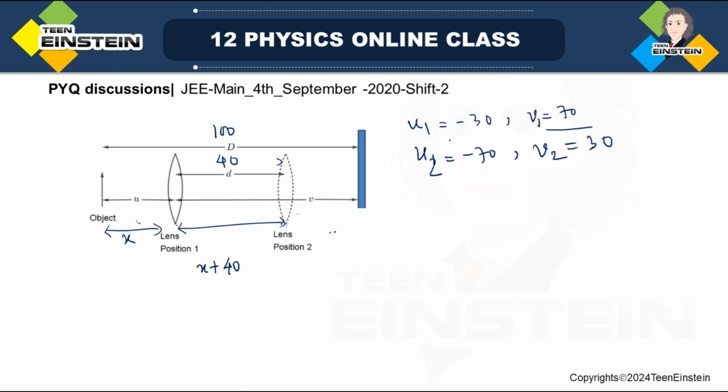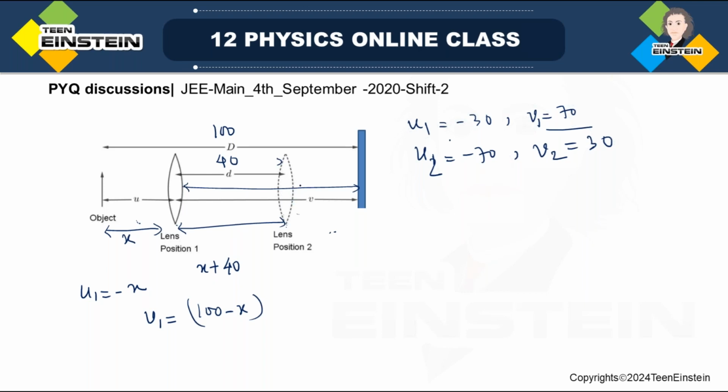So this distance I know. Then what will be the image distance from here? This will be 100 minus x, first image distance, and first object distance is minus x. Okay, you can take this mod also.